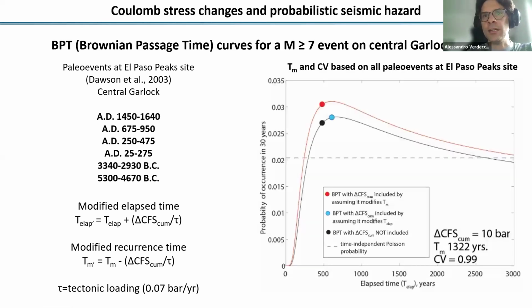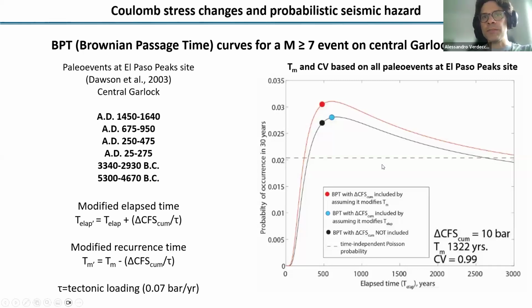This results in different results. So this is for the seismic hazard expert. Those are BPT curves, Brownian passage time, which is one way to show the time-dependent probability of occurrence of earthquakes on specific faults. On the x-axis, you have the elapsed time since the last earthquake on that specific fault. That's why it's time-dependent. And on the y-axis, you have the probability of occurrence in 30 years.